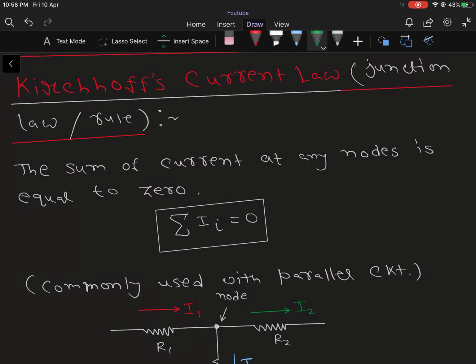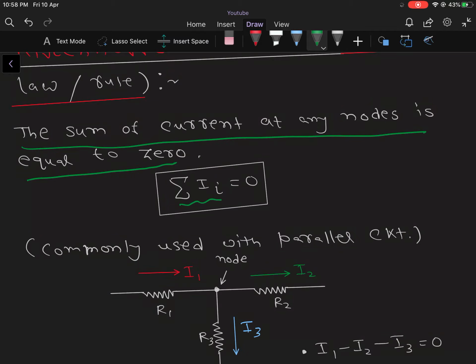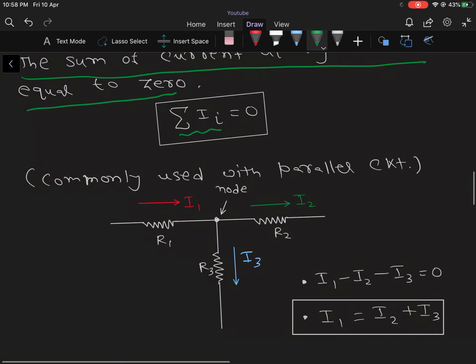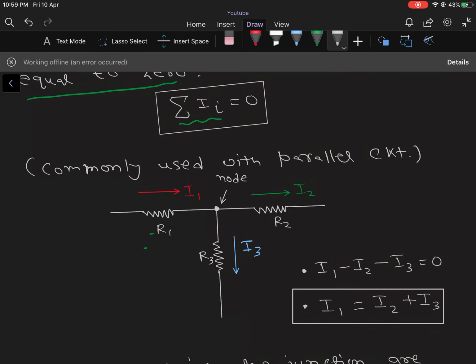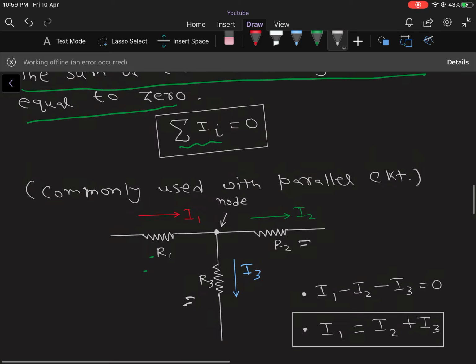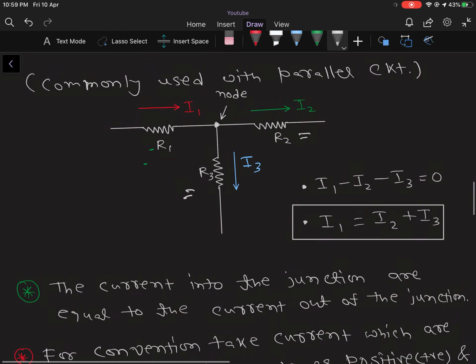Now come to Kirchhoff current law first. Sometimes we call this the junction law or junction rule. It states that the sum of the currents at any node is equal to 0. That means the sum over i of I_i is 0. It is commonly used in parallel circuits. For example, if we notice this diagram, the current passing through R1 is I1, the current passing through R2 is I2, and the current passing through R3 is I3. Now according to Kirchhoff current law, the sum of these three currents is 0.